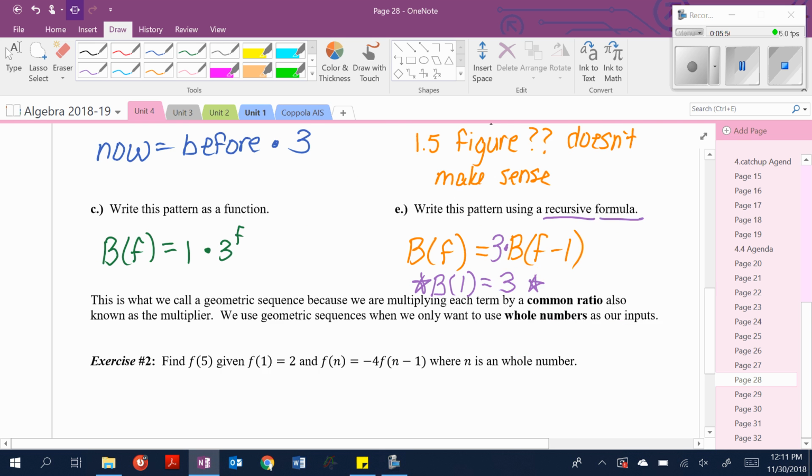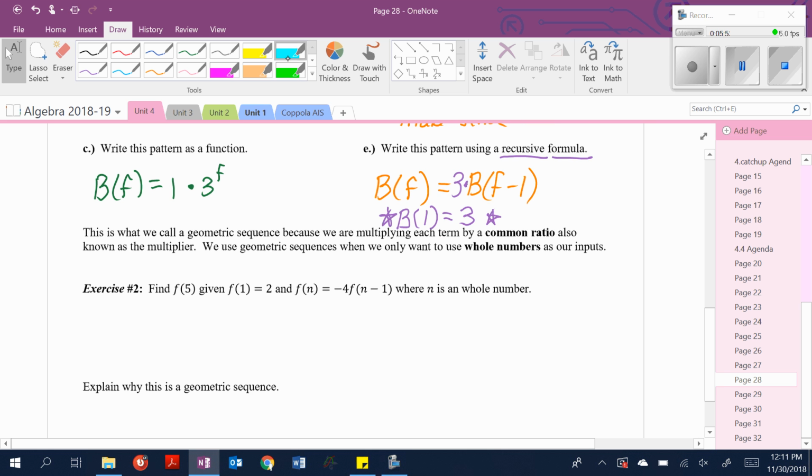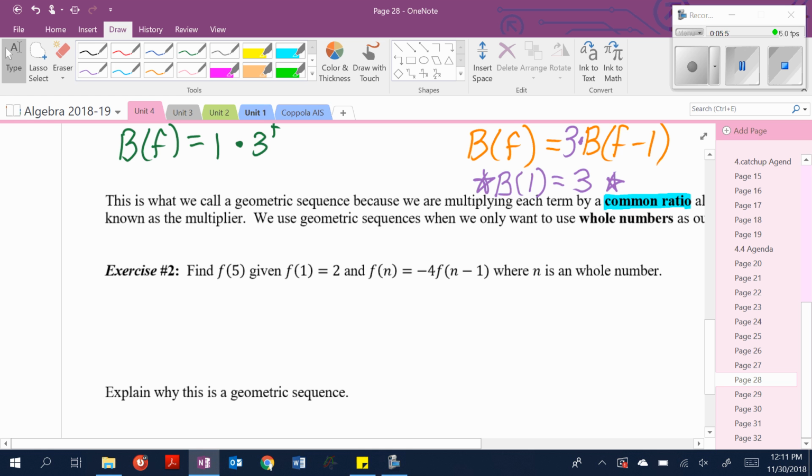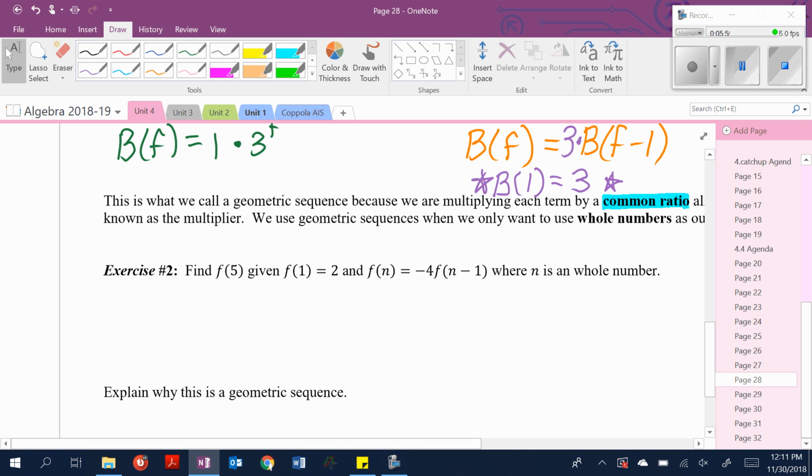All right, so that multiplier is what we call a common ratio. So if you ever hear that lingo, that's just the multiplier. All right, so exercise 2 says find f of 5 given, you know what, guys?